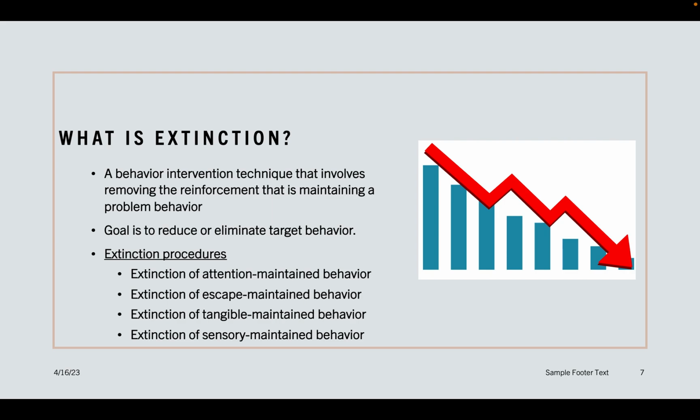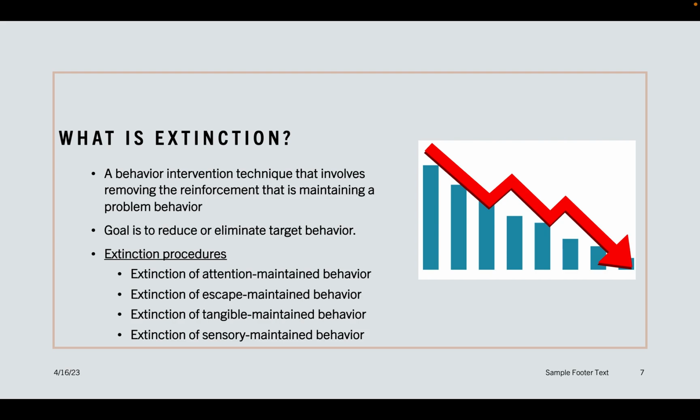The third one is extinction of tangible maintained behavior. This involves not providing access to a desired item or activity that is reinforcing the problem behavior. So, when the individual engages in problem behavior in an attempt to access the item or activity, it is not provided, which over time should lead to a reduction in the behavior. An example of this would be a child who throws a tantrum in the store to get a toy. The parent can practice not purchasing the toy while also providing alternative activities or items to engage the child.